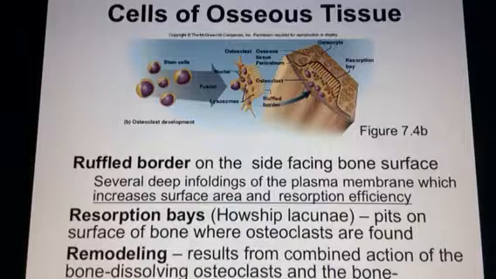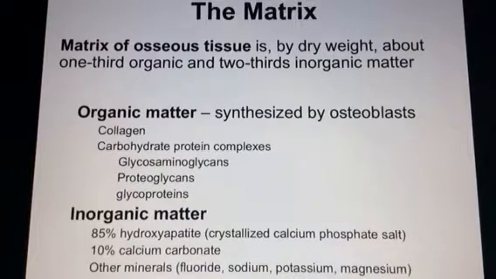Really picky about any of this. We'll talk more about function in later videos, so I think we'll get to all of that. Okay, the matrix of the osseous tissue, or the bone tissue, by dry weight is 1/3 organic and 2/3 inorganic matter. So let's clarify what that means.